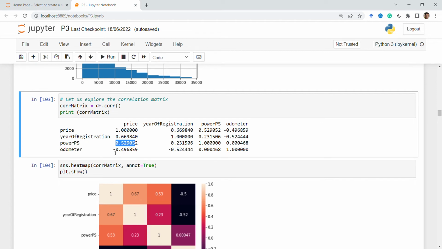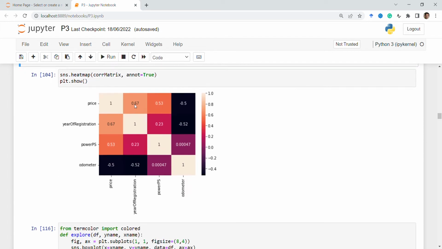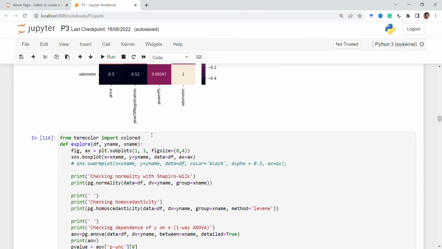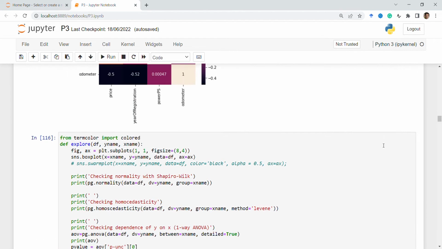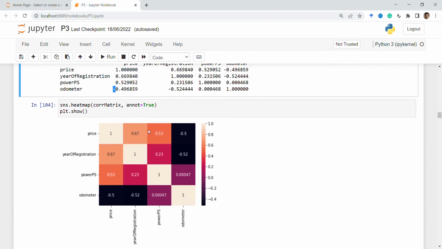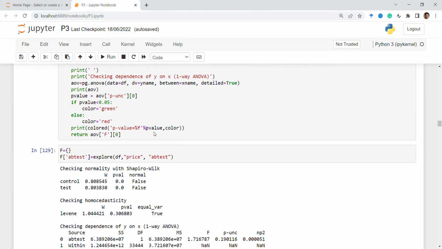And for the number of kilometers, it is the opposite. The higher the number of kilometers, the lower the price. That is why we have a negative sign here. And we can make this graphic representation of the correlation matrix. Then let us explore the relationship between the price and the categorical variables. All this has been done with numerical variables, so let's explore with the categorical.